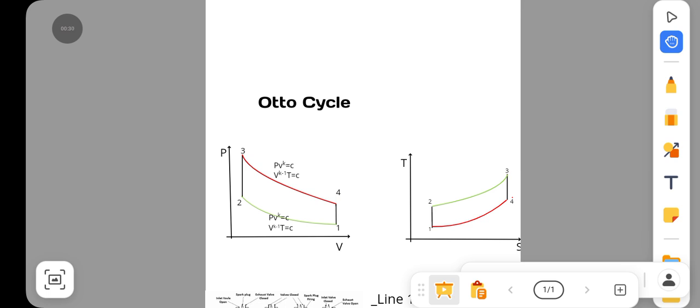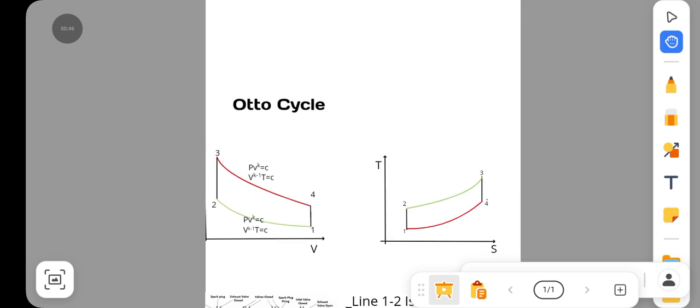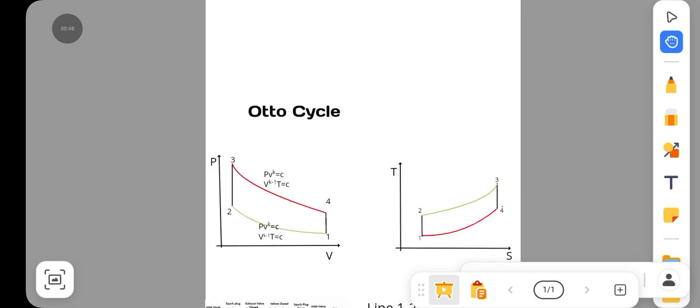Heat is supplied and rejected at constant volume. That is, when it is supplied it is at constant volume, and when it is rejected it is also at constant volume. Now let us analyze the PV and TS diagram. This is the graph of pressure to volume and the graph of temperature to entropy S.